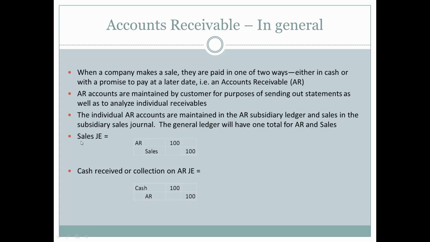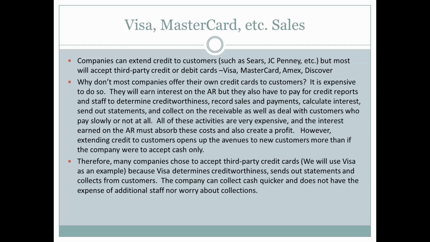Sales, the journal entry associated with sales on accounts receivable. So accounts receivable will be debited and sales credited. Then when the cash is received, accounts receivable will be credited, essentially showing that the receivable is no longer due to the company or outstanding, and cash will be recorded or debited as being shown as having been received.